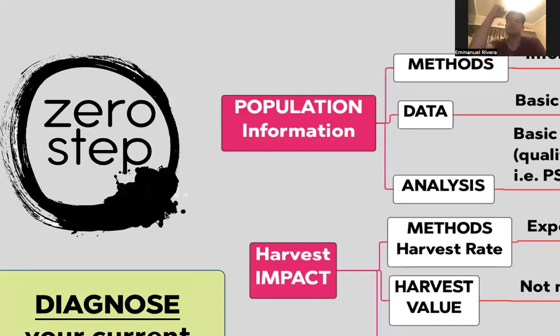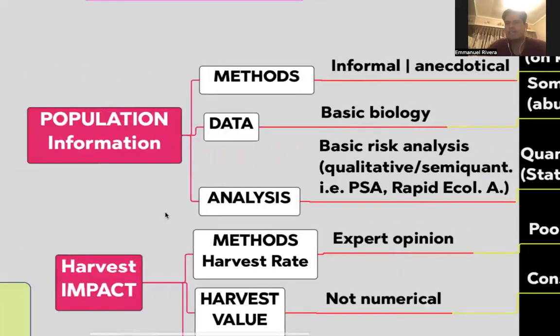I'm going to tell you something about the ZeroStep. That's a proposal for helping you know where you're at and where you want to go when you're making NDFs in two key elements, the population information and harvest impact. It will be like your GPS when you're making NDFs.